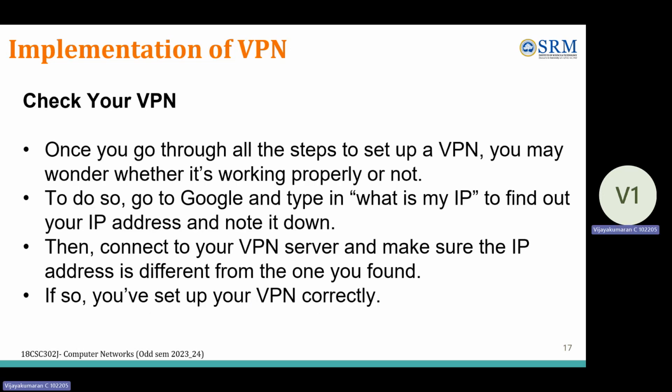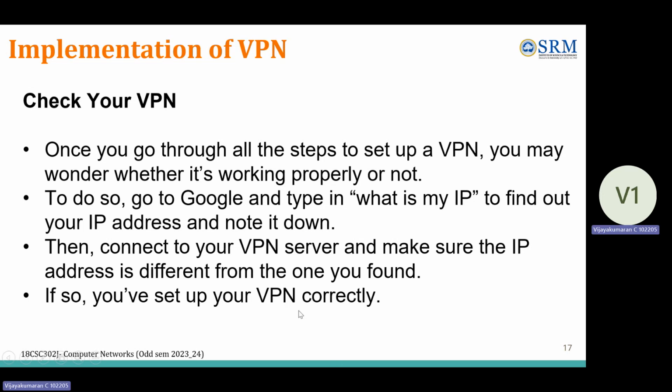Then you need to check whether the installed VPN is working correctly or not. For that, once you have installed the VPN, Google it by typing what is my IP in your browser, Google or some other browser. Your IP address will be displayed. Or in the Windows command prompt, you can type ipconfig, and it will display your IP address. Note it down.